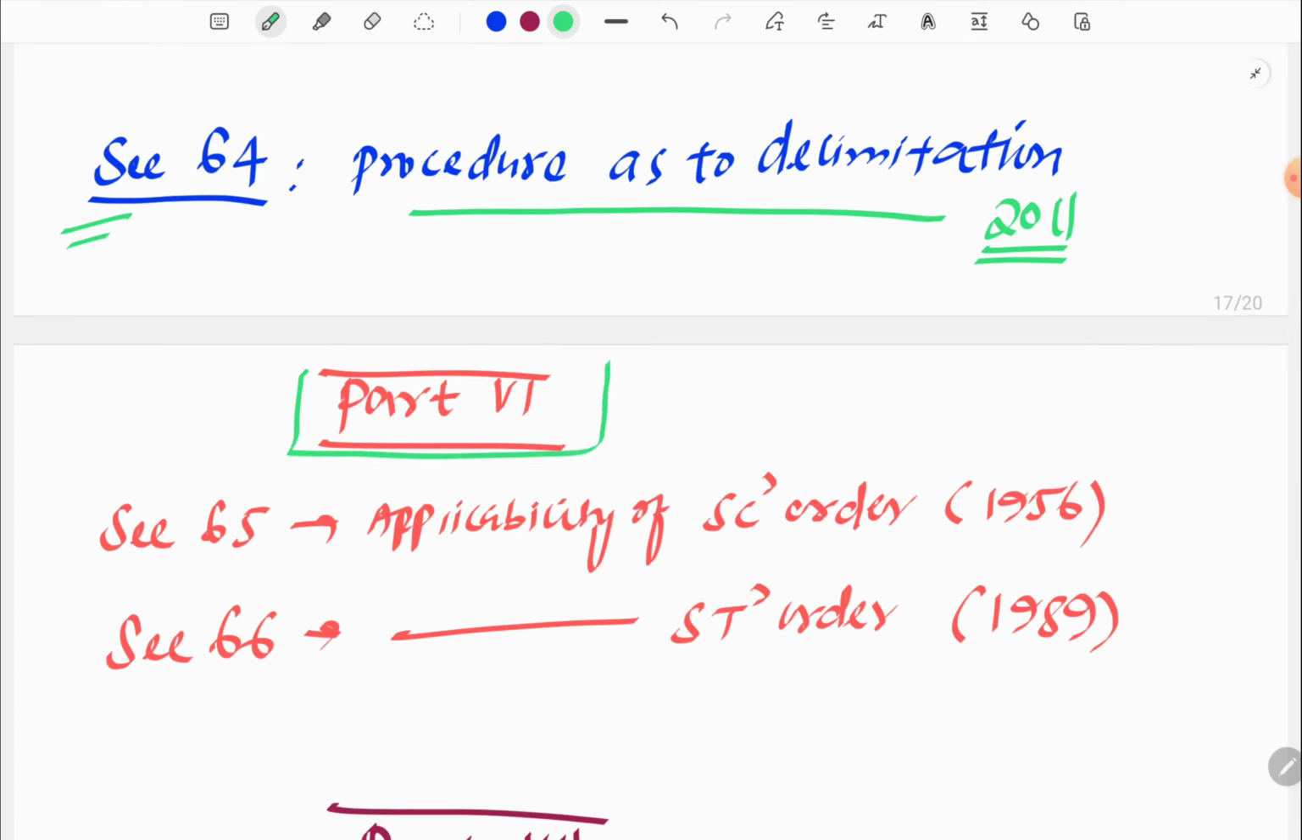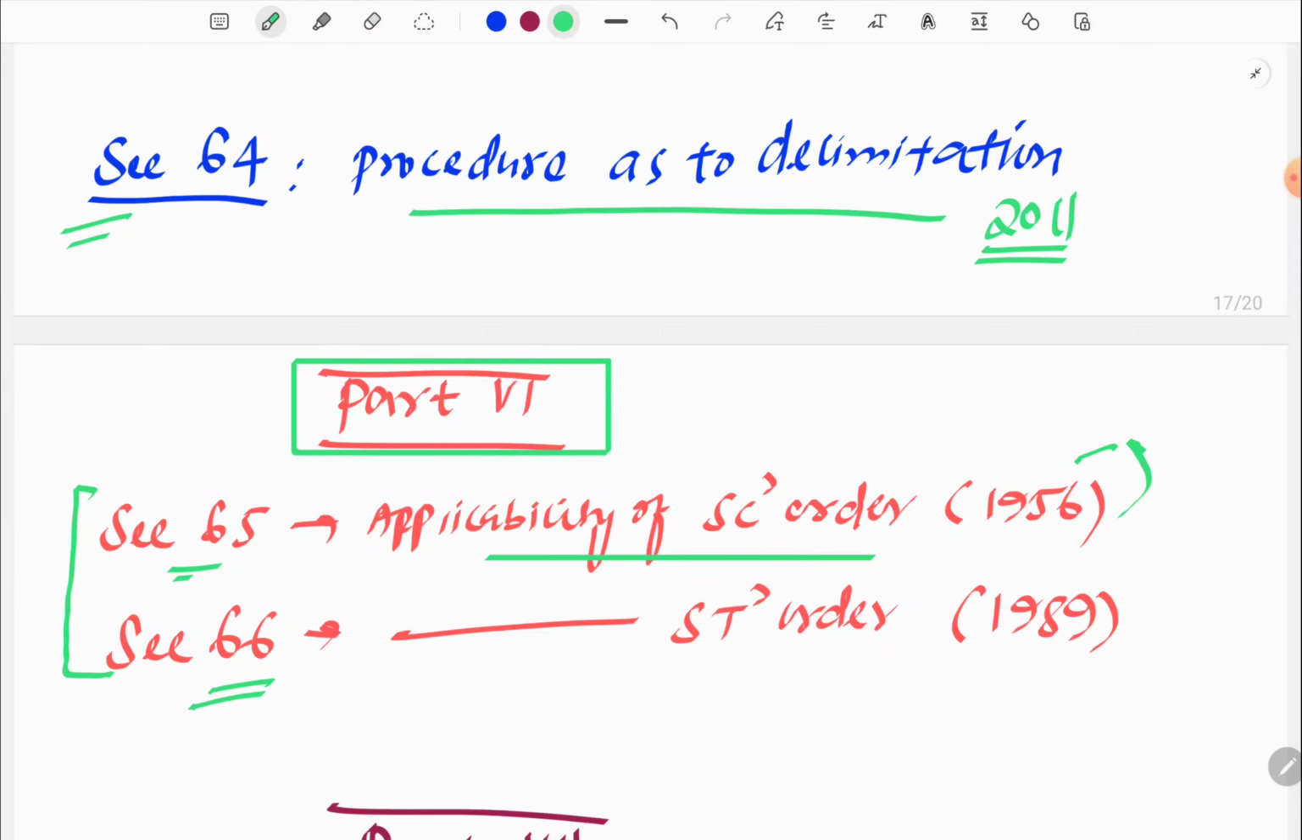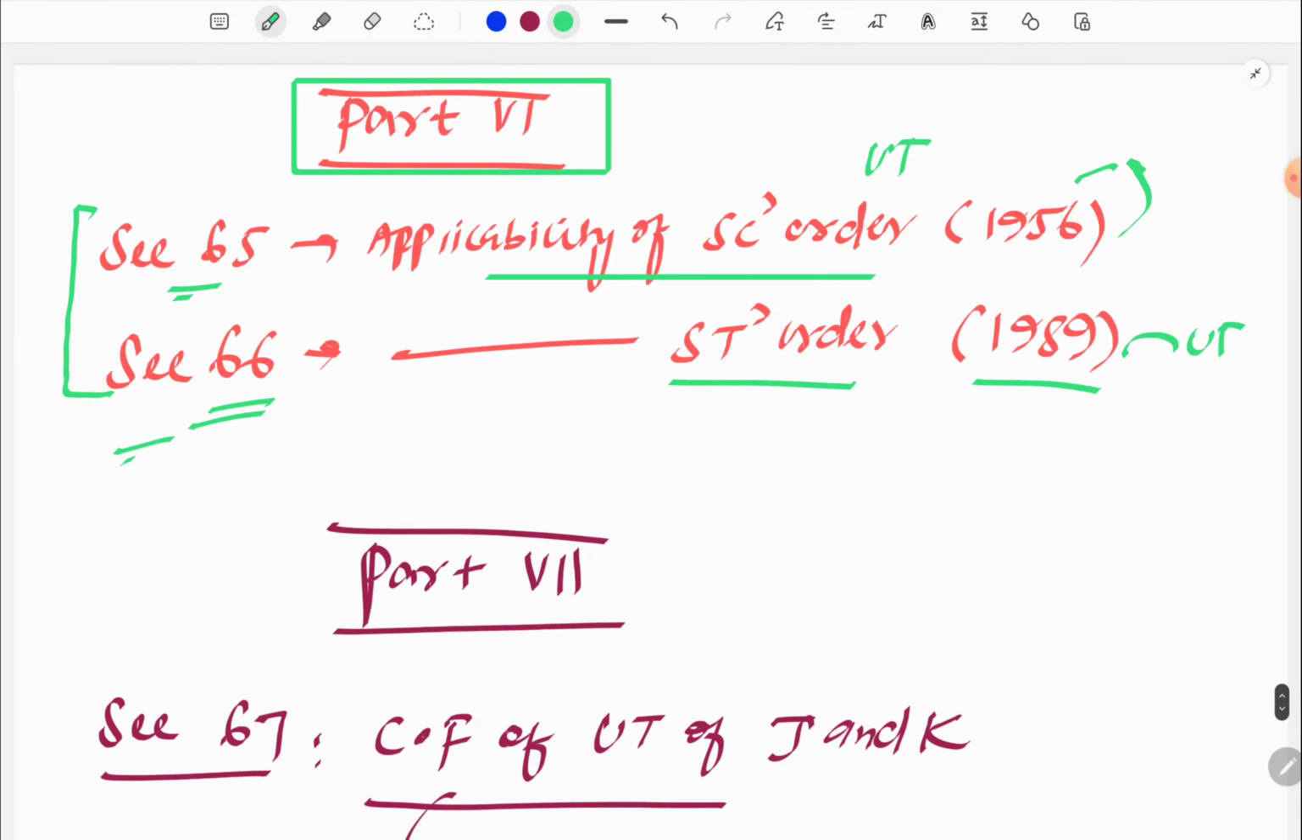Now this is part sixth. Part 6 has two important sections, section 65 and section 66. Both deal with the applicability of scheduled castes and scheduled tribes. Section 65 deals with the applicability of the Scheduled Castes Order of 1956 of the state, which was applied on the state. The same will now be applied on the UT. Section 66 says that the Scheduled Tribes Order of 1989 will now be applied on the UT of Jammu and Kashmir. So this was part 6th.